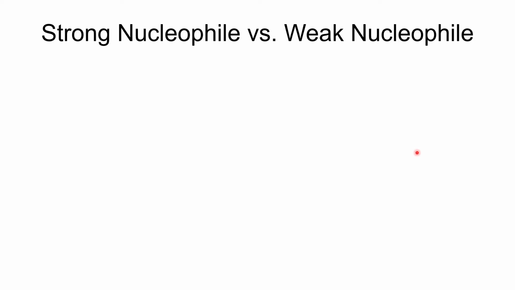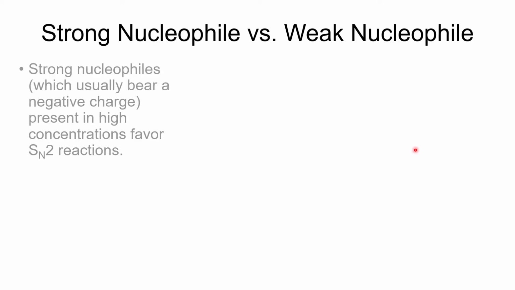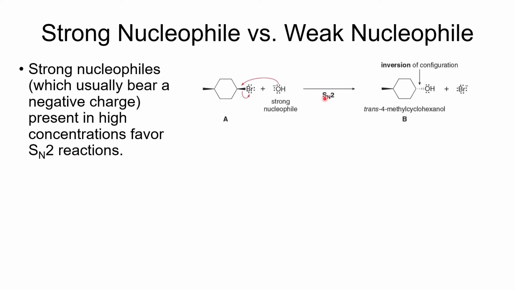All right, so now let's look at strong nucleophile versus weak nucleophile. Strong nucleophiles, and these are ones that typically have a negative charge on the nucleophile, when they are present in high concentrations, tend to favor SN2 reactions. So hydroxide, that's a strong nucleophile. We've got that negative charge directly on that atom, so that is going to favor the SN2 mechanism.